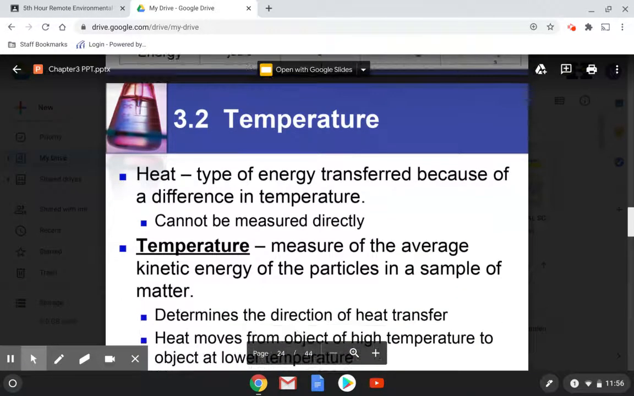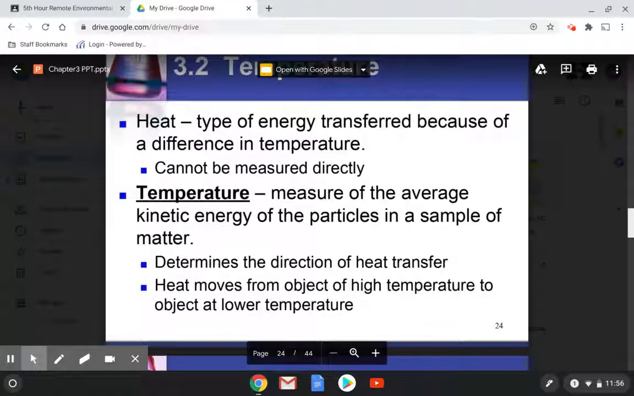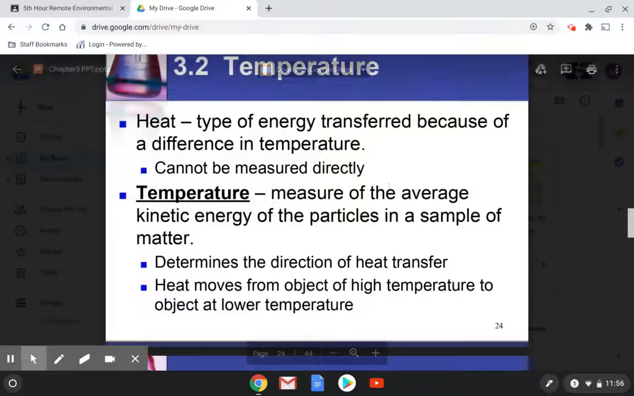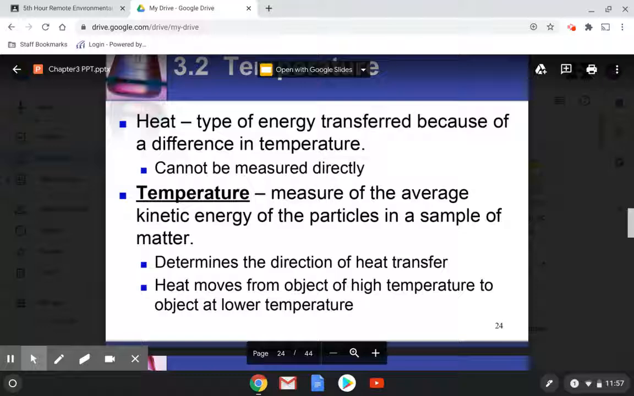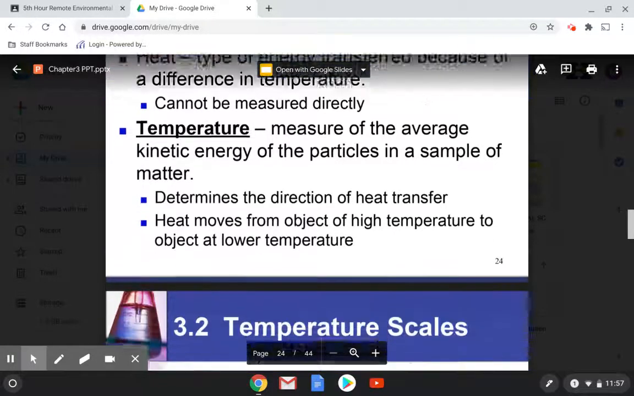We move on to temperature, and temperature is the type of energy transferred because of a difference in temperature. This cannot be measured directly, but temperature is going to measure the average kinetic energy of the particles in a sample of matter. So it's going to determine the direction of heat transfer. Heat will move from an object at high temperature to an object at low temperature. So again, high to low, we kind of saw that with diffusion in your probably biology class. Heat's going to move from high to low.